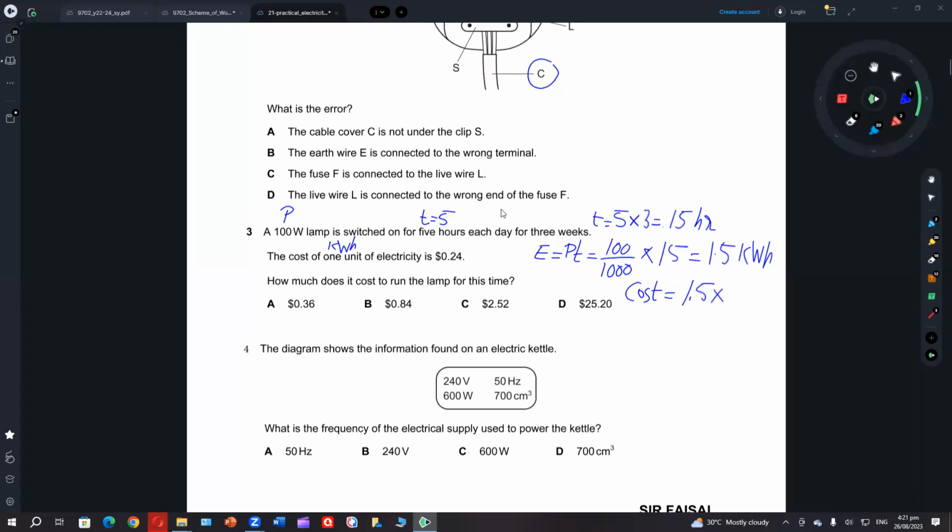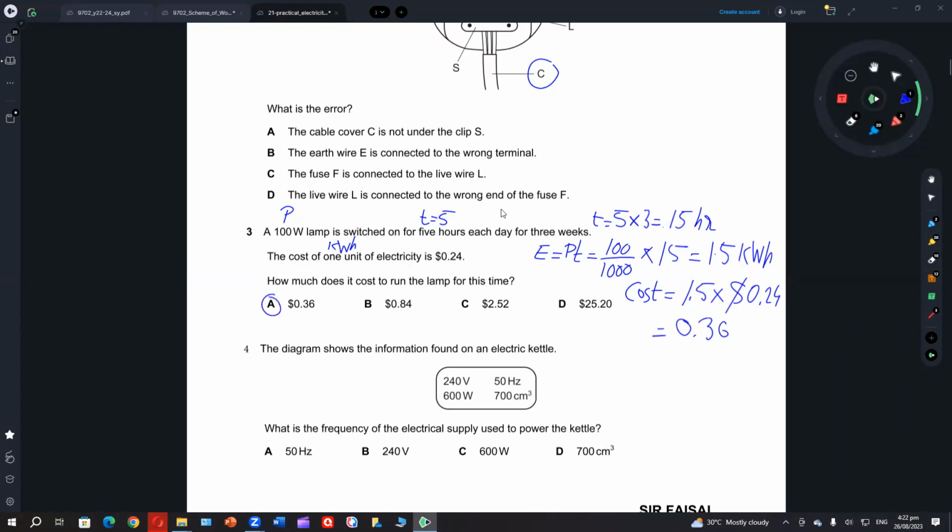I'm getting 1.5 kilowatt hour, and 1.5 into dollar 0.24. The answer is A, 0.36. Late reply, but still the reply is there. Please reply in time.